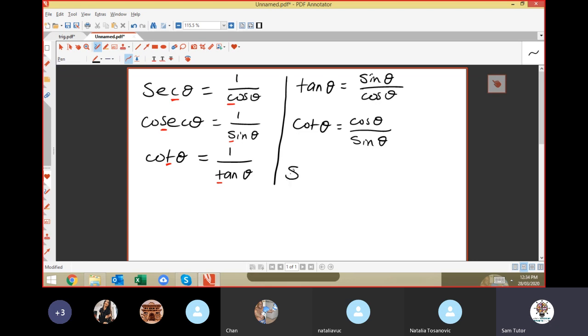Last one, sine squared theta plus cos squared theta equals 1. Sine squared plus cos squared equals 1. From that, we can get 2 other ones. If I needed to make sine squared the subject, that becomes sine squared equals 1 minus cos squared. And if I wanted to make cos squared the subject, that becomes 1 minus, you bring the sine squared over.